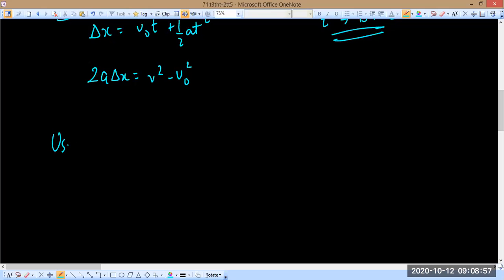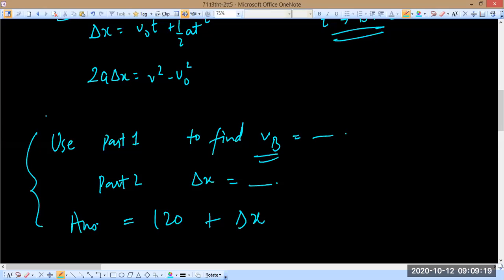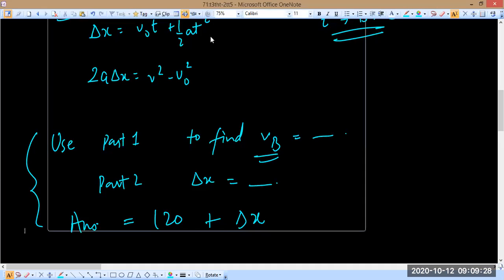So use the first part to find the velocity at B. All right, once you do that, you can do the calculation of part 2 and find delta x for part 2. So the final answer will be 120 plus delta x. So in these three steps you get the whole sum. All right, clear? Would anyone like to ask anything more about this?